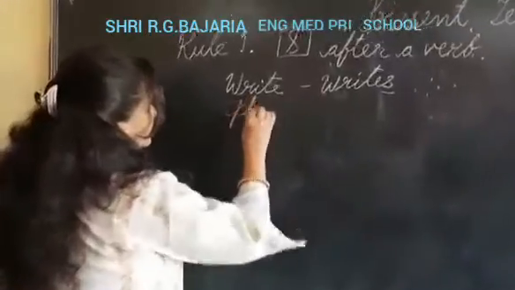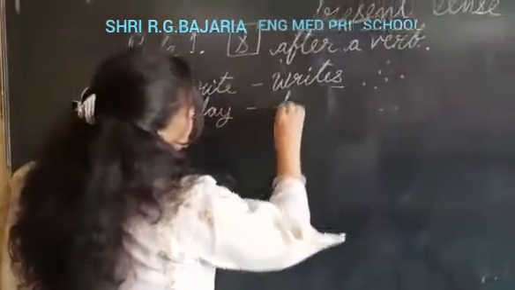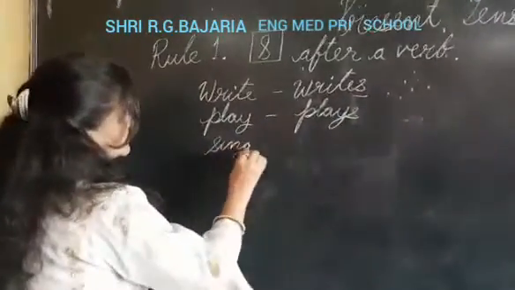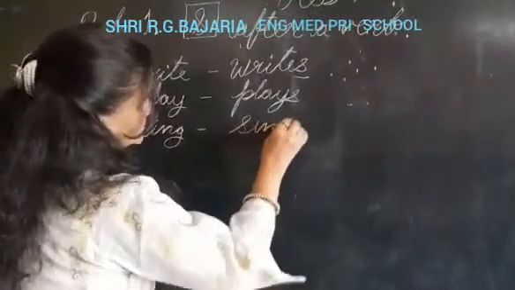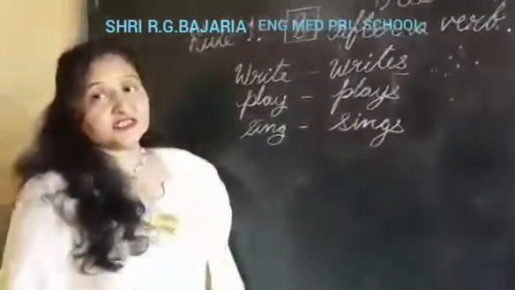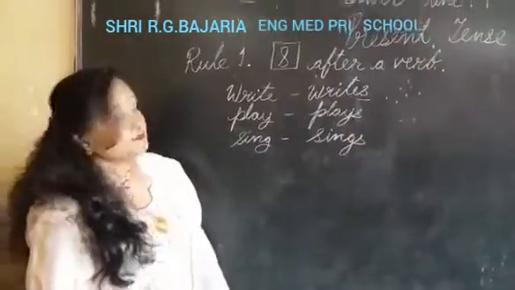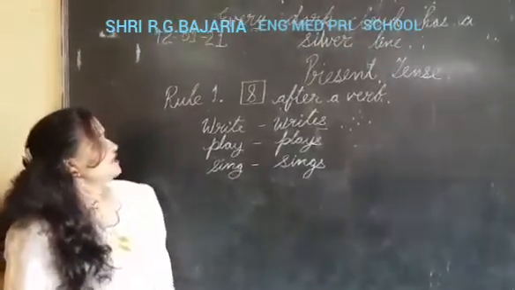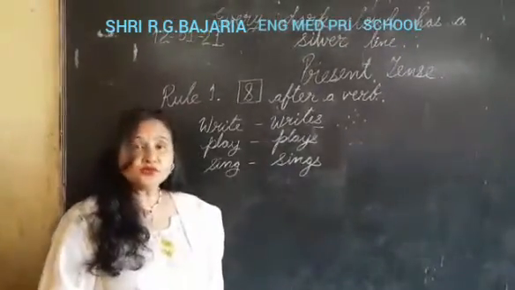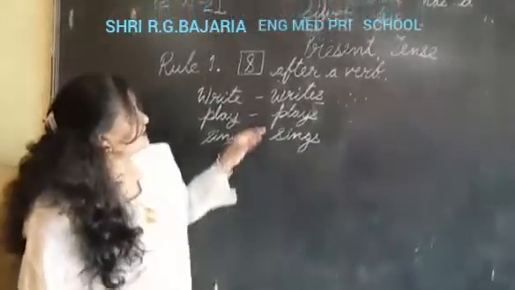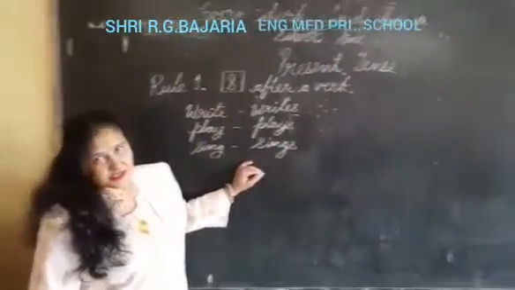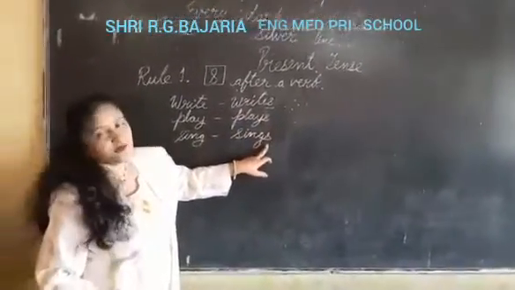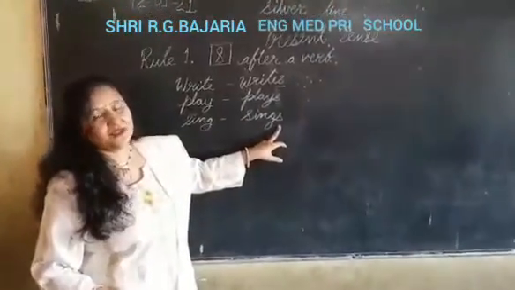Like, say, play. Plays. Sing. Sings. She sings very well. He plays cricket very nicely. She writes beautifully. So, these are some examples of verbs where we add S to make it present tense.